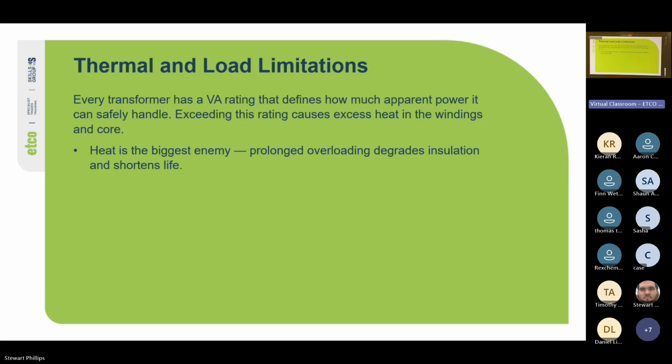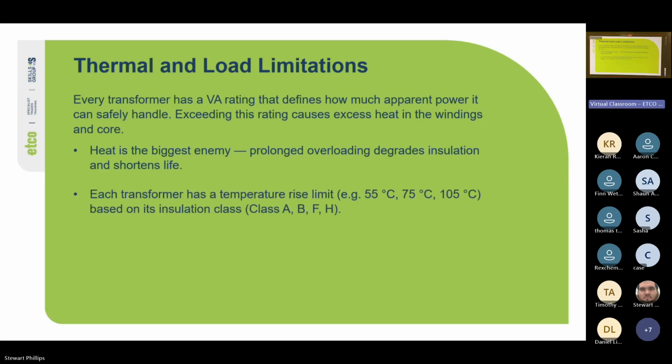So heat's our biggest enemy. Prolonged overloading degrades insulation and shortens life. There's only so much heat that a transformer can safely dissipate, and this is what our VA rating reflects. Each transformer has a temperature rise limit, for example 55, 75, 105 degrees C, based on its insulation class: A, B, F, and H.